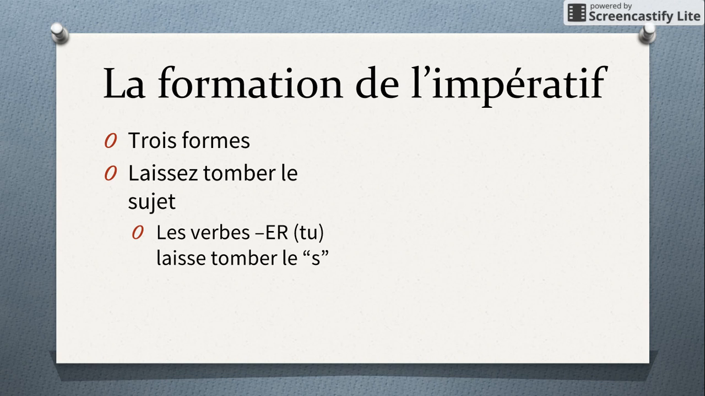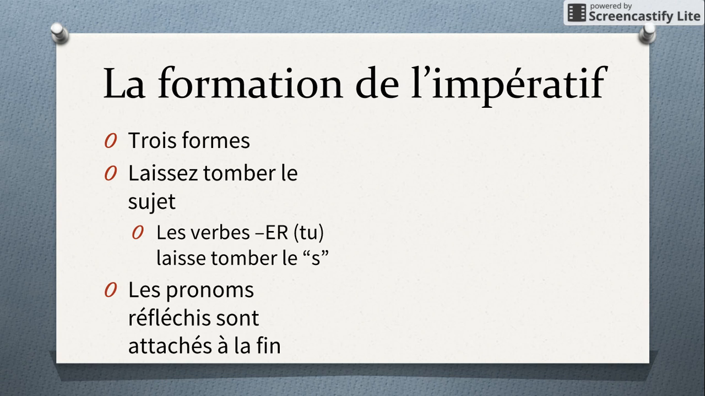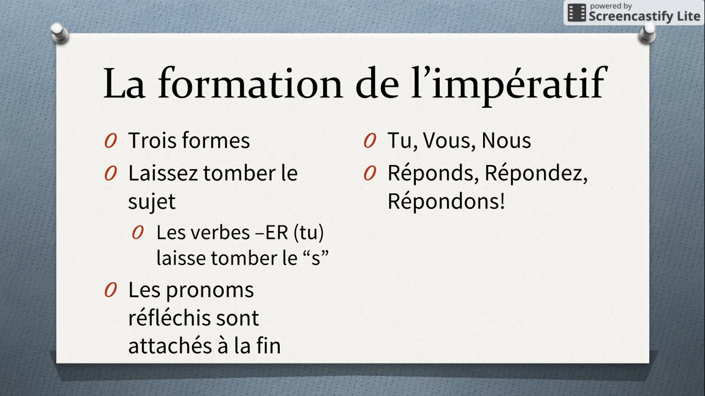However, if you are conjugating an ER verb, that's a tu command, you're also going to get rid of the letter S. And finally, if you have a reflexive verb, the ones that have the me, te, se that go along with it, you're going to attach the reflexive pronoun at the end. So to reiterate, there are only three forms of commands, because in order to give a command, you need to be talking directly to the person or people.